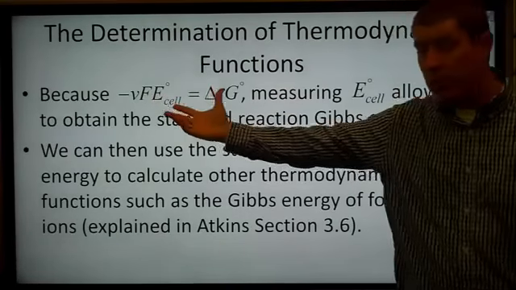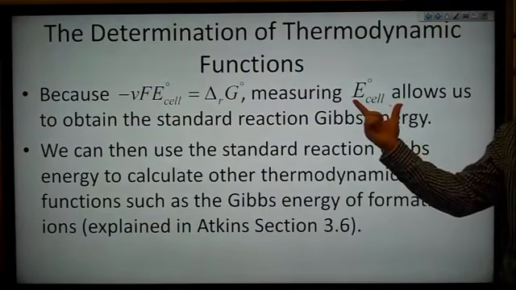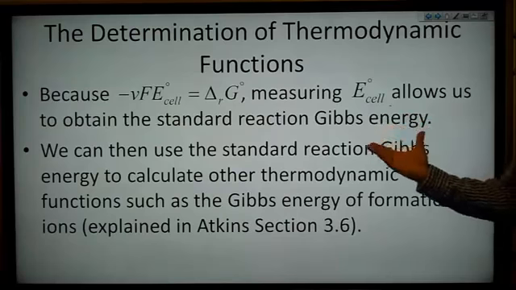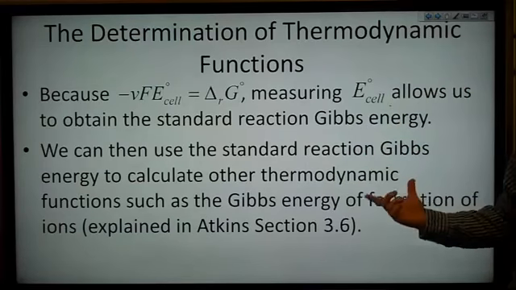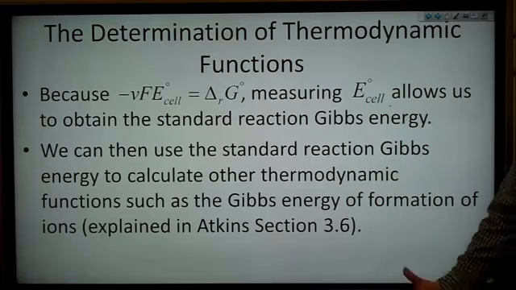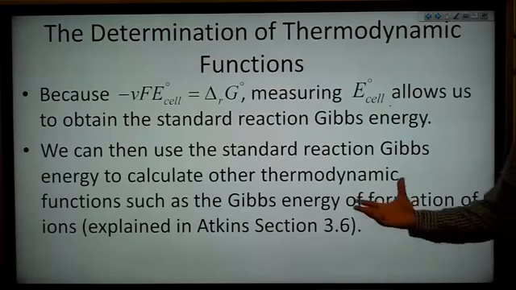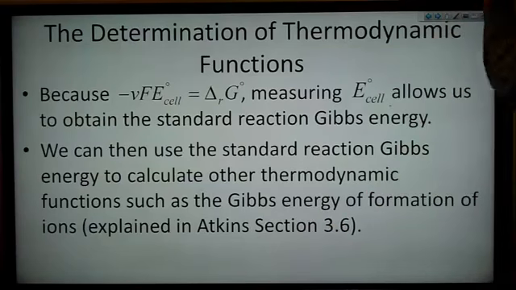And so, now because we have this equation, that means that measuring our standard cell potential allows us to obtain our standard reaction Gibbs energy, delta r G. And so now, we can use the standard reaction Gibbs energy, delta r G, to calculate other thermodynamic functions, like the Gibbs energy of formation of ions, and this is explained more in Atkins section 3.6.